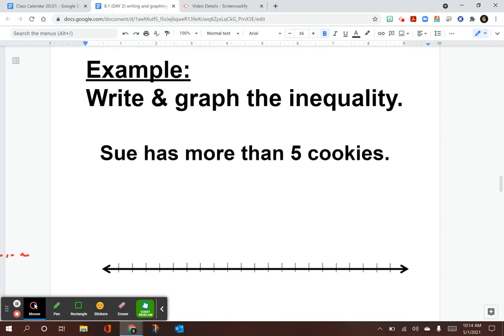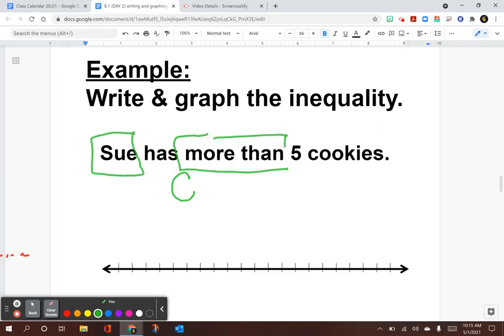This time, I've got more of a real-world situation involving inequalities. Sue's got some cookies. We don't really know how many cookies she has, but we do know Lucky Sue has more than 5. Wonder if she'll share with me. Because I don't know how many cookies she has, I'm going to pick C to represent Sue's cookies. Now, I know Sue's cookies, whatever amount they are, which is a mystery, is more than 5. So I'm going to leave my inequality symbol as just greater than.